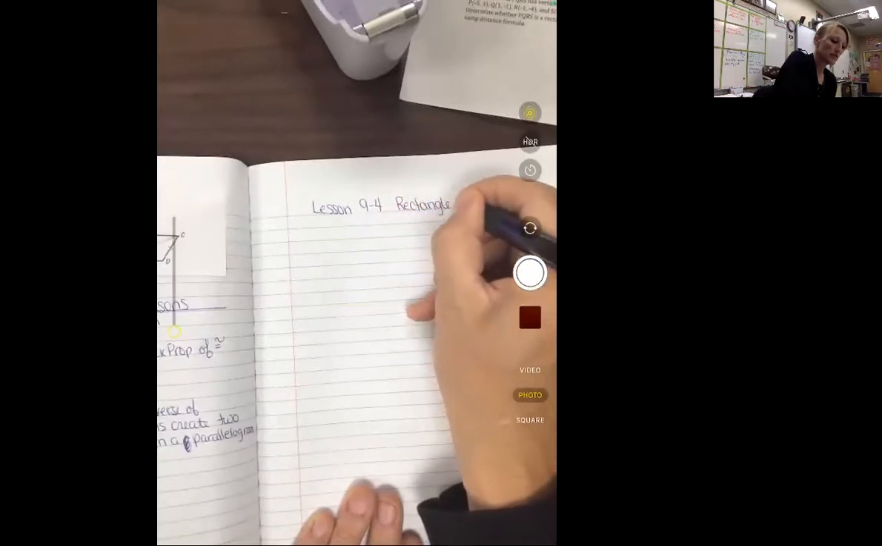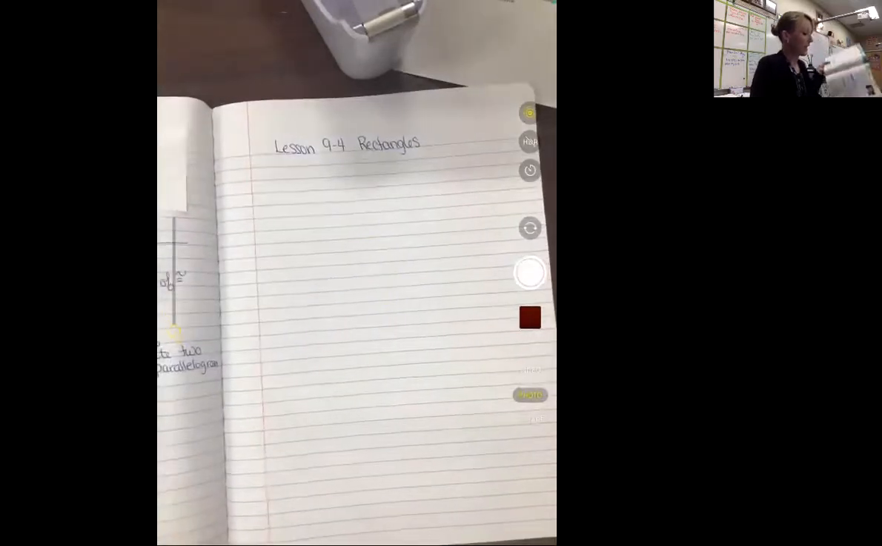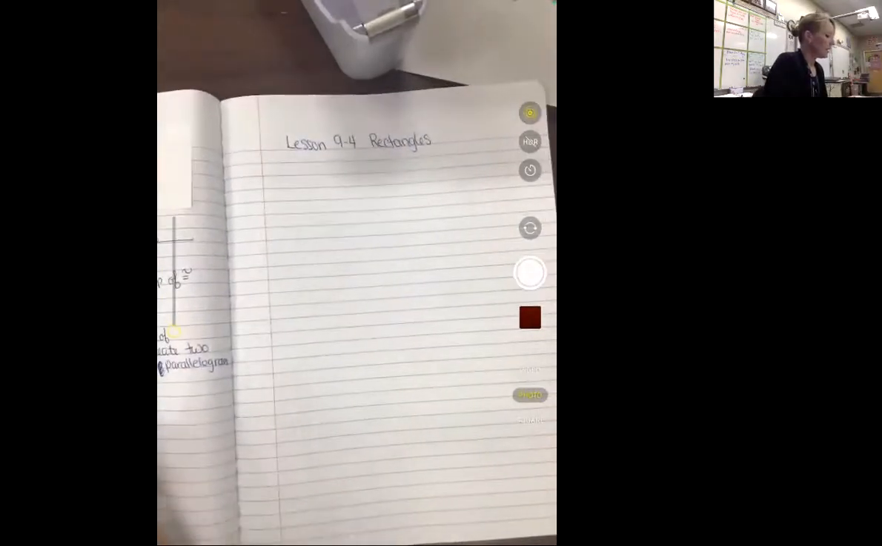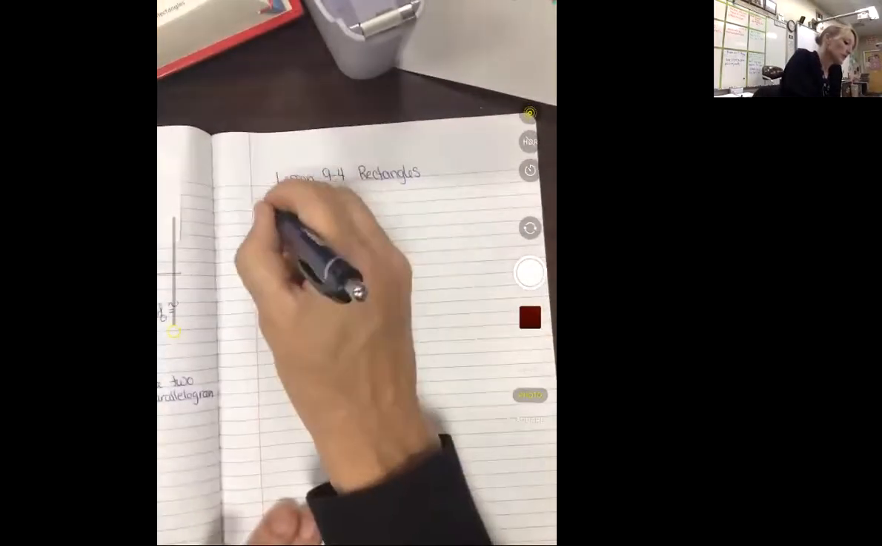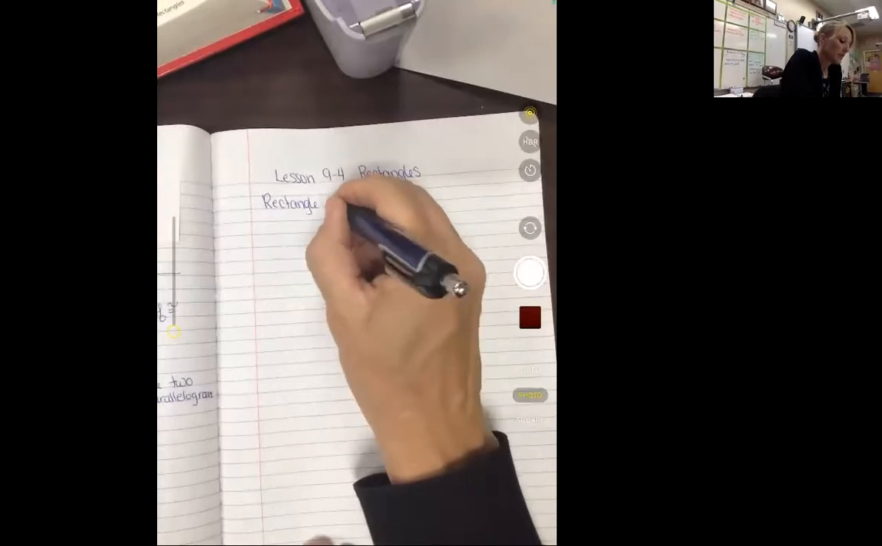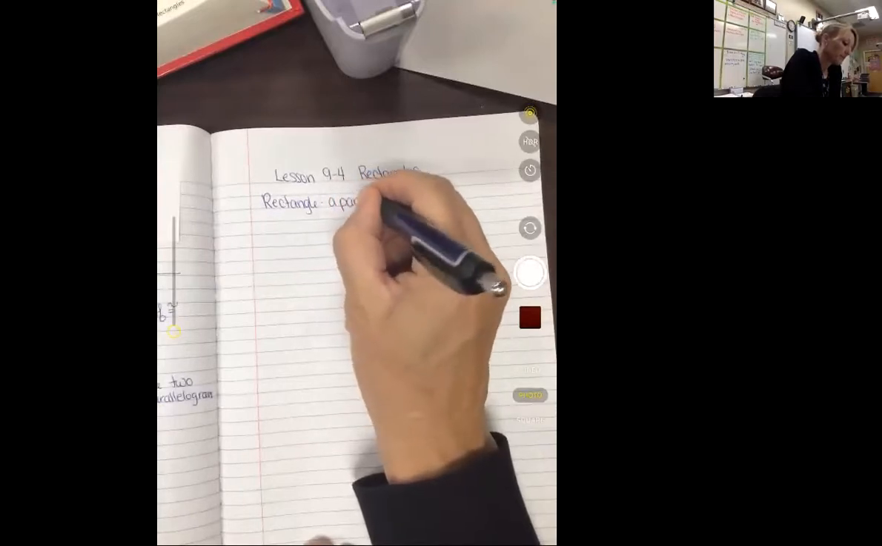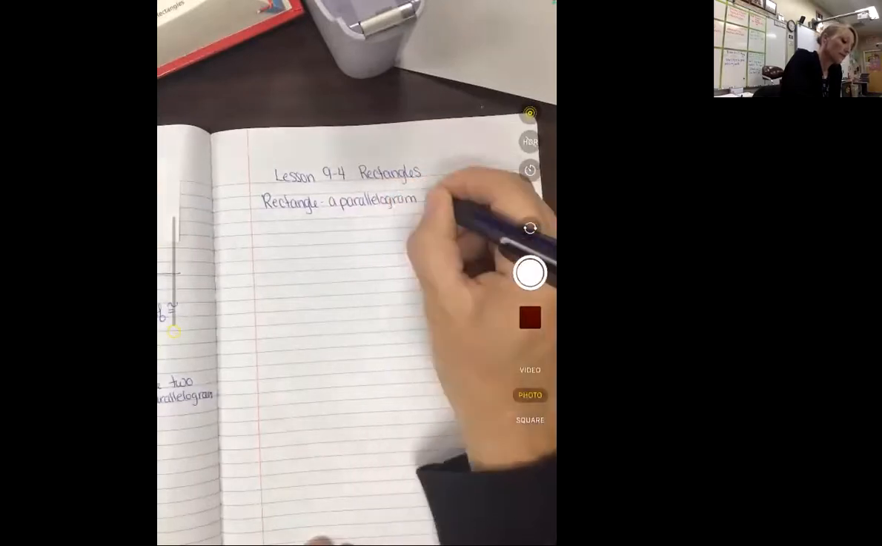So lesson 9-4, rectangles. Rectangles are a parallelogram. They are a specific parallelogram. So let's first define a rectangle. The definition is a parallelogram with 4 right angles.